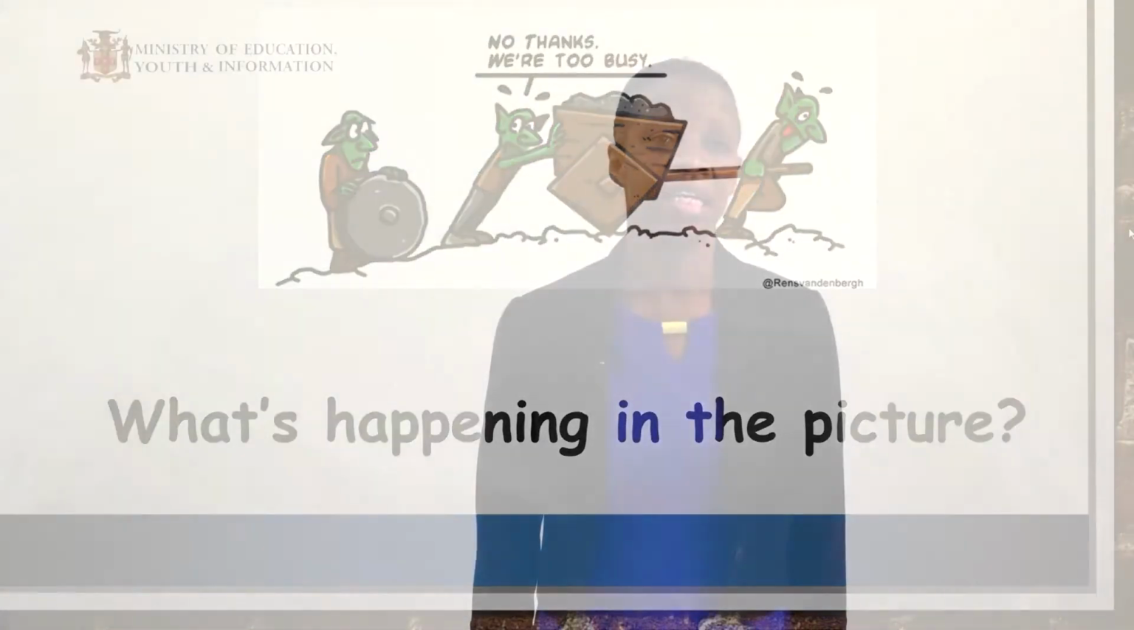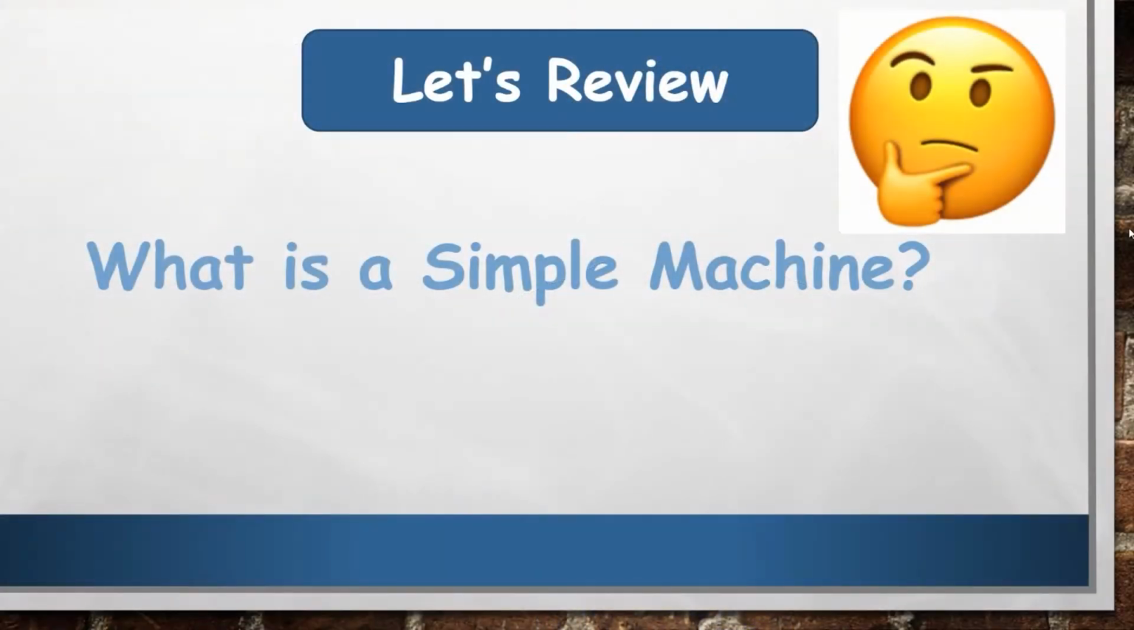Yes, exactly. If they had used a round wheel, then that work would have been easier, right? And so what we can see is that the machine that they're using, if it had a wheel, it would have made that job easier. So we're looking at machines and how they help us in our everyday tasks. So let us see if you can remember. What is a simple machine? Do you remember?